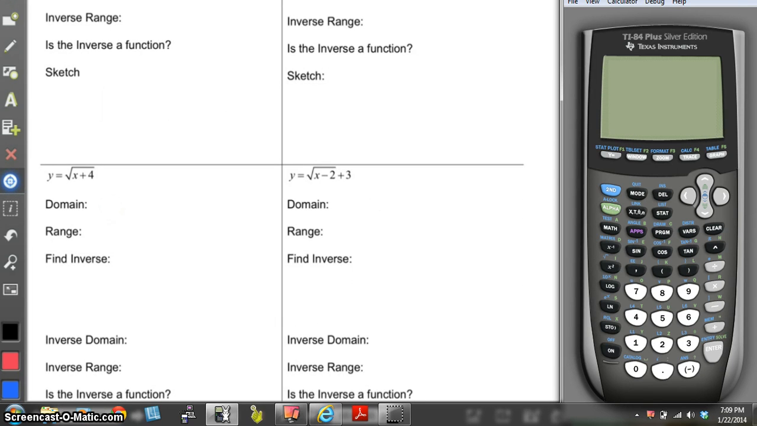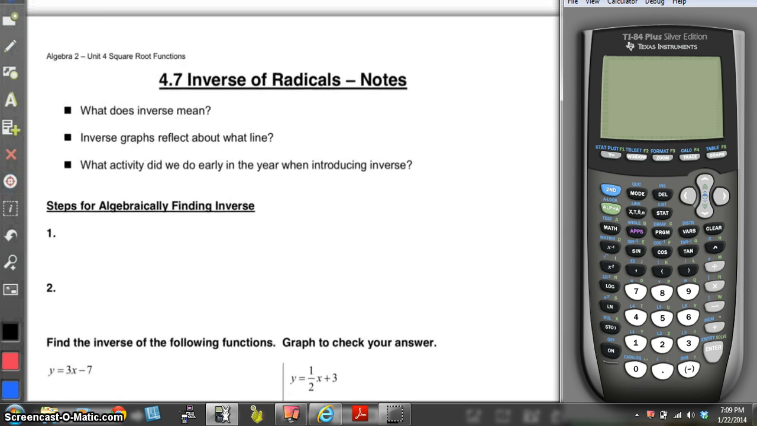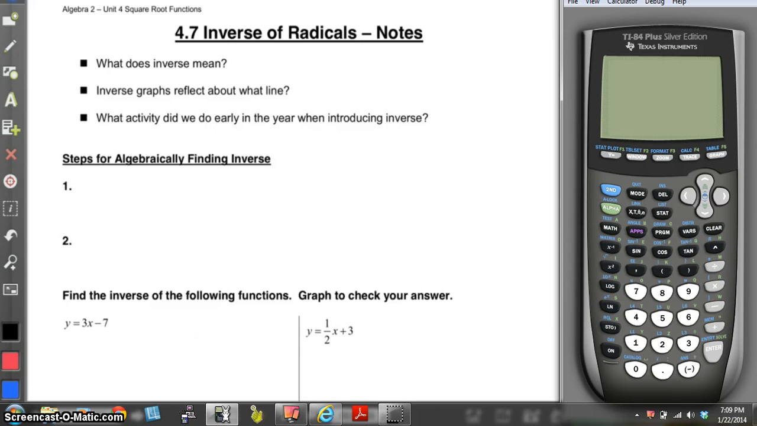So I would like to review a little bit with you before we move on directly to inverse of radicals. So let's start with the question, what does inverse mean? Now, an inverse means, what do you think? The inverse is the inverse of a function. It means you have a graph or a function where you have to switch the domain and range. You switch the domain and range. Or as I say sometimes, you switch the x and the y.